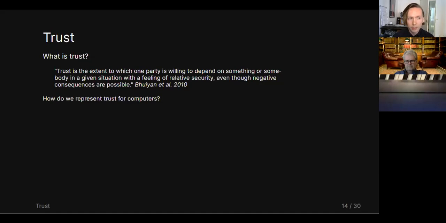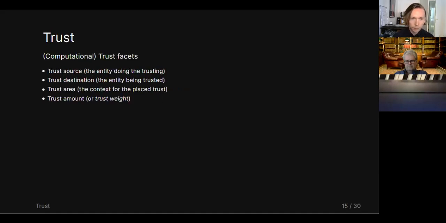So how do we represent trust for computers? What I came up with during my work on the thesis is something I'm calling computational trust facets. And they are inspired by reading the trust literature as well as doing some thinking on my own. The idea of these trust facets is that they enable people to represent who they trust, how much they trust them, and in which area of life the trust is limited to. So when one person trusts another by using these computational trust facets, I call that a trust assignment.